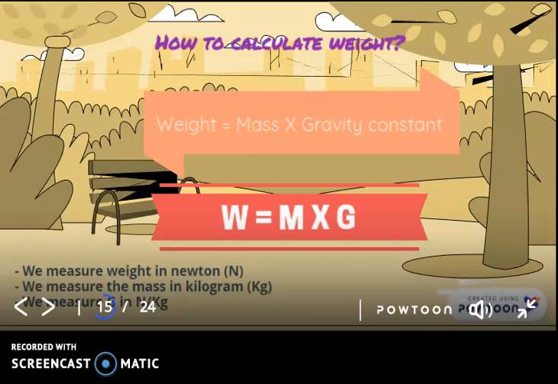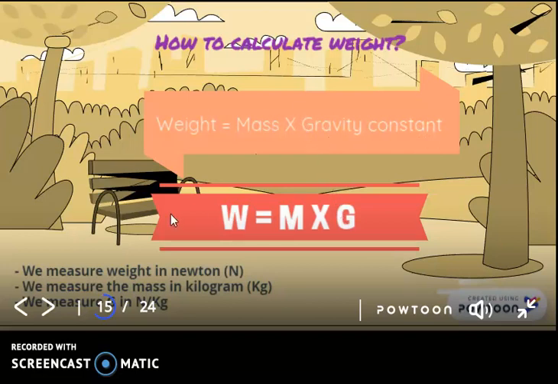So as we said, if I want to find the weight, I will use this simple formula, which is mass times gravity constant will give you the weight. So first you will write the formula, then you will write the symbols of this formula. Instead of writing weight, here you will take the first letter, which is W, equal the first letter of mass, which is M, times gravity constant, which is G.